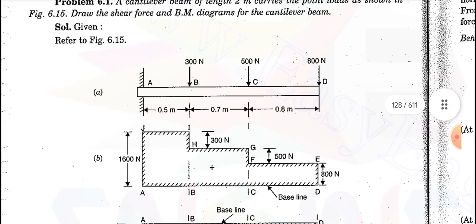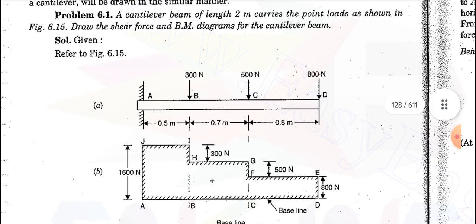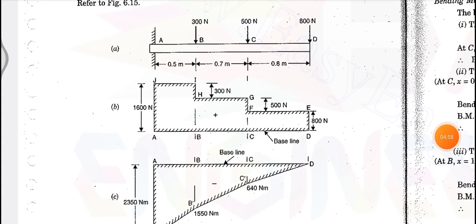The total length of the beam is 2 meter. Different point loads are acting on the beam: 300 newton, 500 newton and 800 newton. The shear force, as we already discussed, is nothing but the algebraic sum of all the forces.